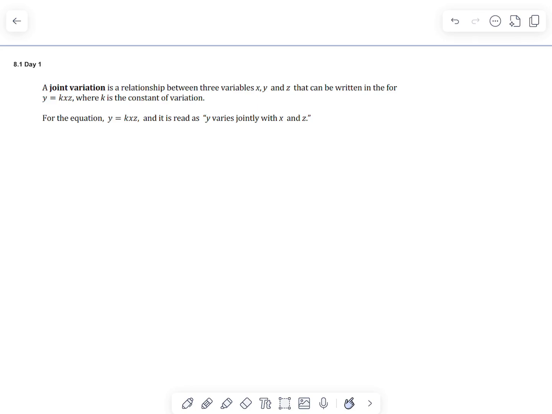All right, this is on joint variation. Joint variation is a relationship between three variables, x, y, and z, and can be written in the form y equals kxz, where k again is the constant of variation. So our equation for joint variation, and how we say this, is y varies jointly with x and z.